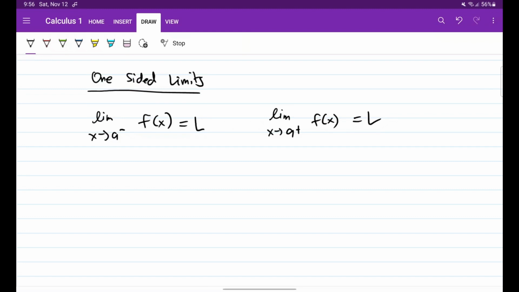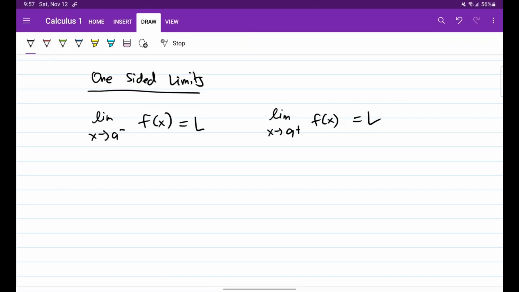Pero kung let's say yung left-sided limit is equal to L and then yung right-sided limit is equal to K, then masasabi natin na the limit as x approaches a of f of x is not defined. Okay? So, nagiging defined lang yung limit kapag both left and right na limits natin, approaching from the left and approaching from the right, is equal.